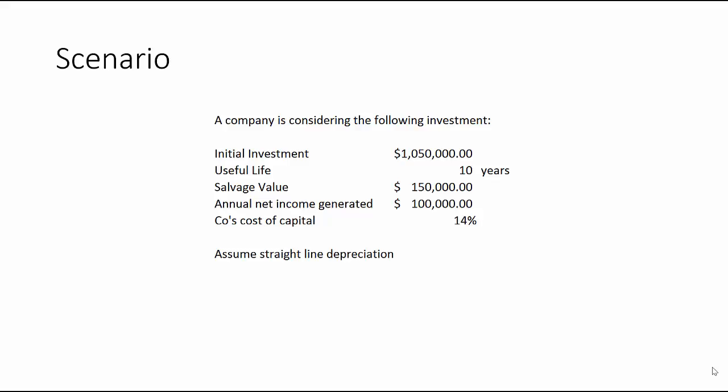So here's our situation where we're considering an investment where the initial investment is $1,050,000, useful life is 10 years, salvage value $150,000, annual net income generated $100,000, and the company's cost of capital is 14%. And we're assuming a straight line depreciation method. It's probably the more common one, so it's a safe bet to go with that.